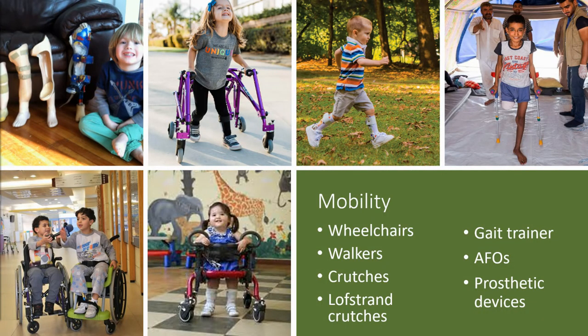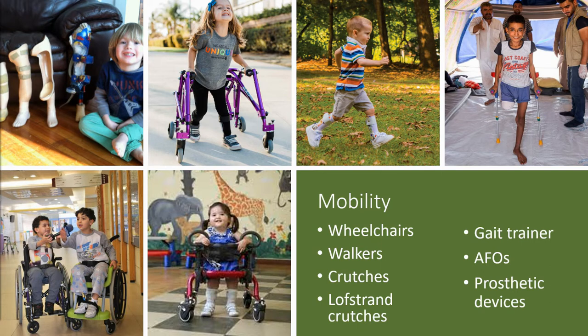This first slide is just a couple of examples of some mobility devices. So you may see a child with a wheelchair, a walker, crutches, another particular kind of crutches, which is Lofstrand crutches. I don't believe there's a picture of those, but in the very top right, those are Lofstrand crutches that are used when they're going to be more long-term as an assistive device. A gait trainer, which you can see in that top left middle picture.